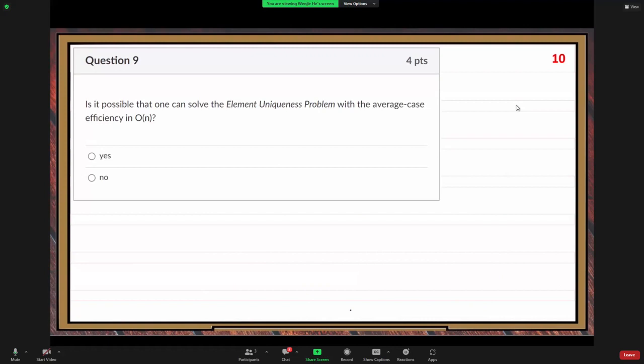Number 9. Is it possible that one can solve the element uniqueness problem with average case efficiency in big O of 1? Big O of 1 or n? Sorry, it's big O of n. It cannot be big O of 1. Yes, big O of n by hashing. Okay? So when you go to an interview, if they happen to give you this question, using the hashing way would be your best answer.